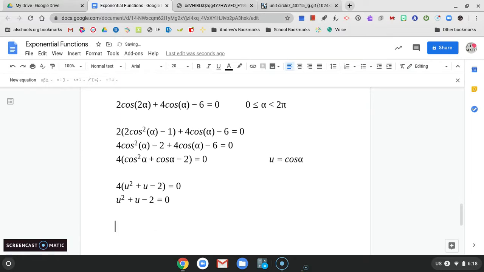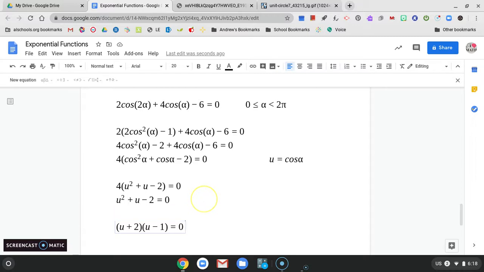I'm going to factor this. You don't have to factor it. You could use the quadratic formula, or completing the square. There's lots of ways that you could do this. I'm going to factor, and I'm going to get u plus 2 times u minus 1 equals 0. If you FOILed this out, you would end up back where we started.